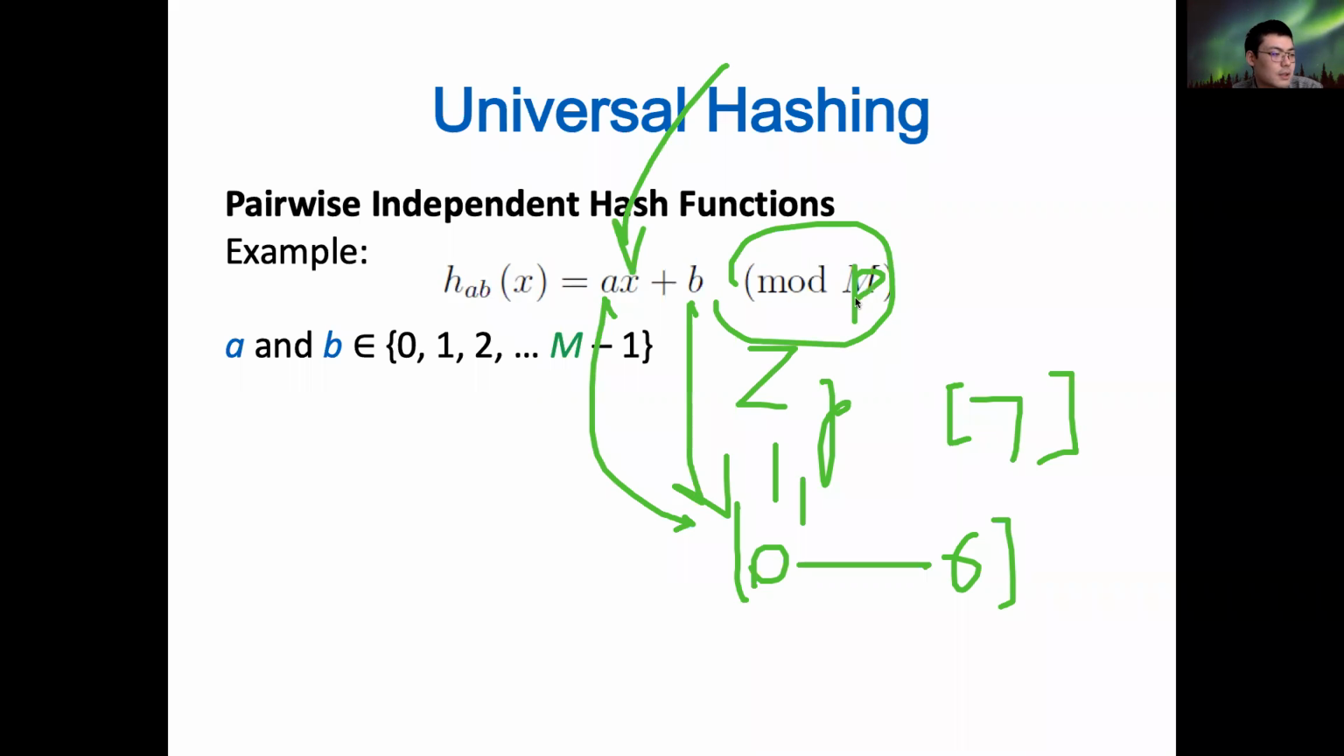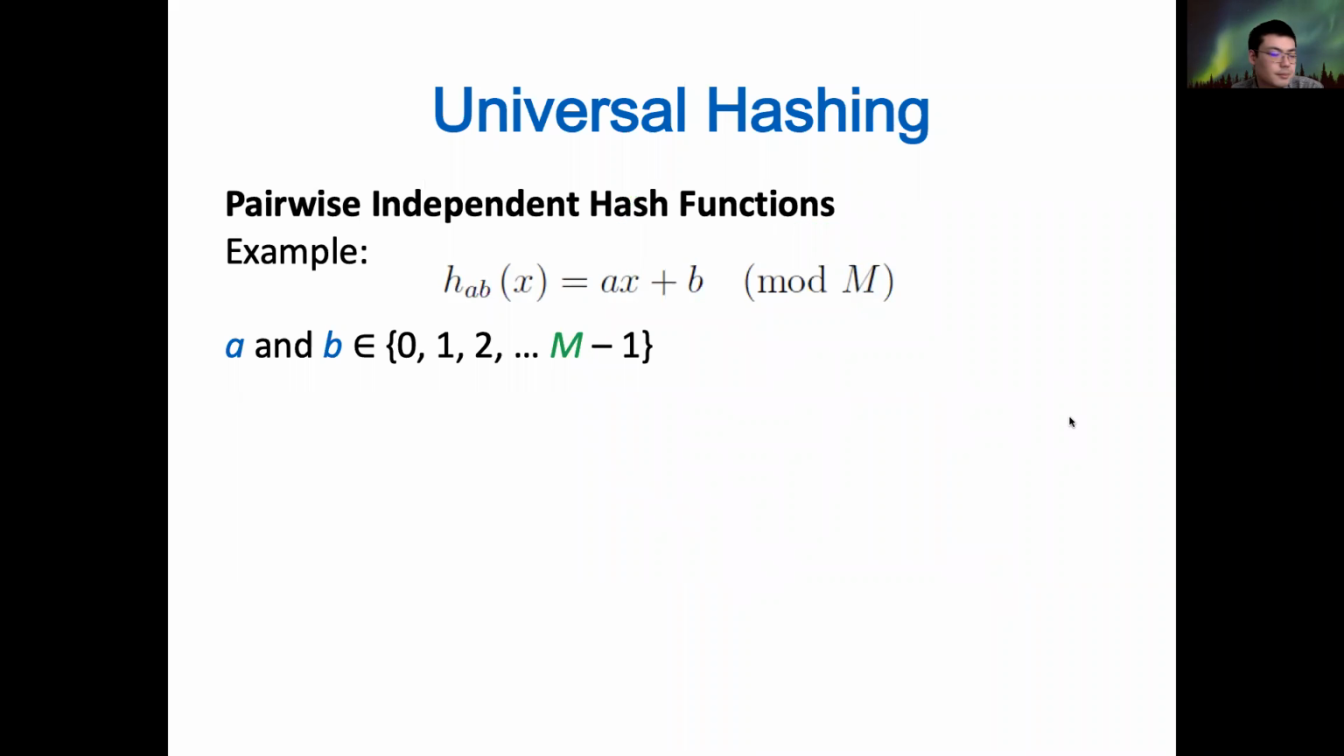If we sample this p, so we have this function, this is a linear function. But after taking ax plus b, the result probably will be larger than or equal to 7. But we will take modulo 7 again. So the ultimate value is again between 0 and 6.